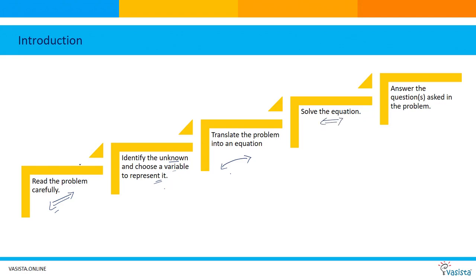This is the fourth step, and the final one is to answer the question asked in the problem, right. So the first step is you need to read, the second step is you are supposed to identify, the third step is translate, the fourth step is solve the equation, the fifth step is answer it and recheck. You won't get time to recheck because only 32 to 36 seconds is there. So you have to start thinking mentally, mathematically.